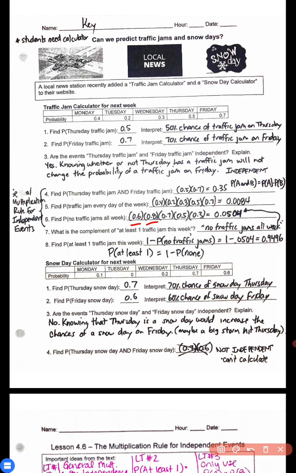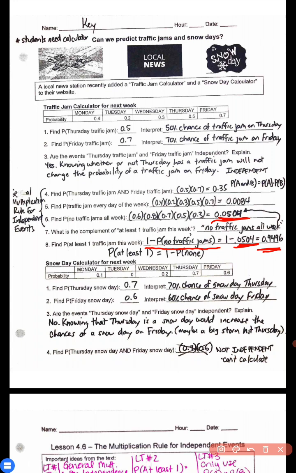The probability that there is at least one traffic jam just means that I am subtracting out the probability that there were none. Okay? So I'm taking 1, which represents 100%, and I'm subtracting out the probability that there were no traffic jams, which we already calculated. So when I do 1 minus 0.0504, that leaves me with a 94.96% chance that I'm going to hit at least one traffic jam this week. So I need to plan on hitting at least one. Okay? Let's talk about our snow day calculator for this week.